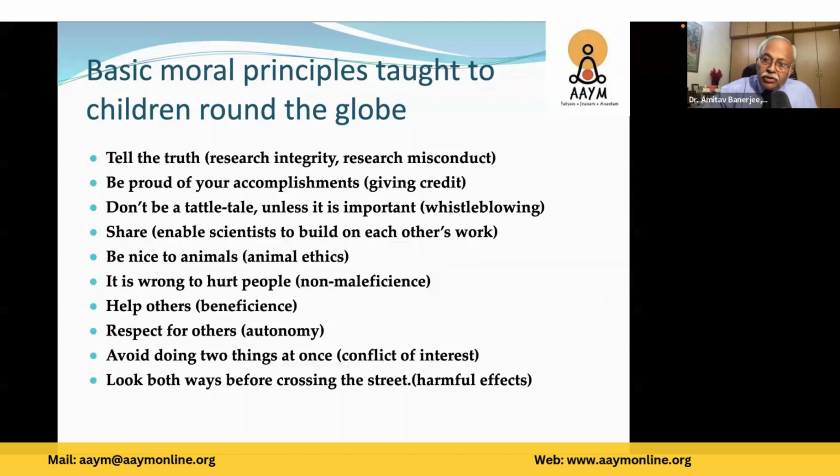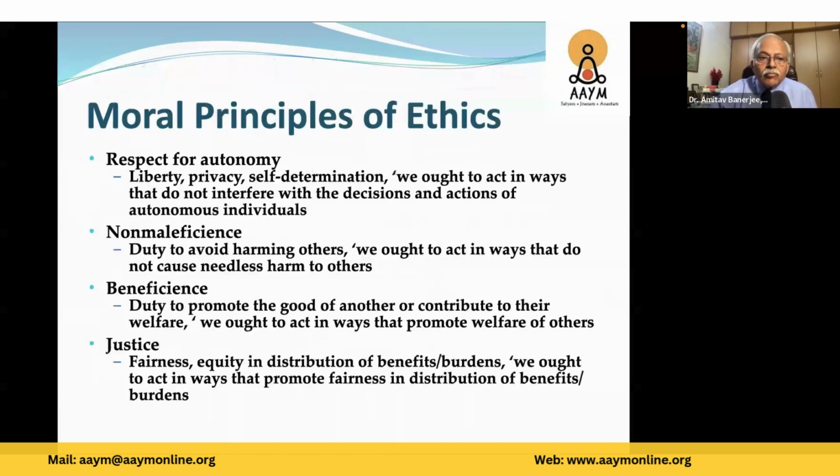But if you just recollect your childhood or early school years, all these have been taught by your parents, by your teachers in moral science. So as I said, all these are covered. Respect for autonomy, that is the liberty, privacy, self-determination. We ought to act in ways that do not interfere with decisions and actions of autonomous individuals.